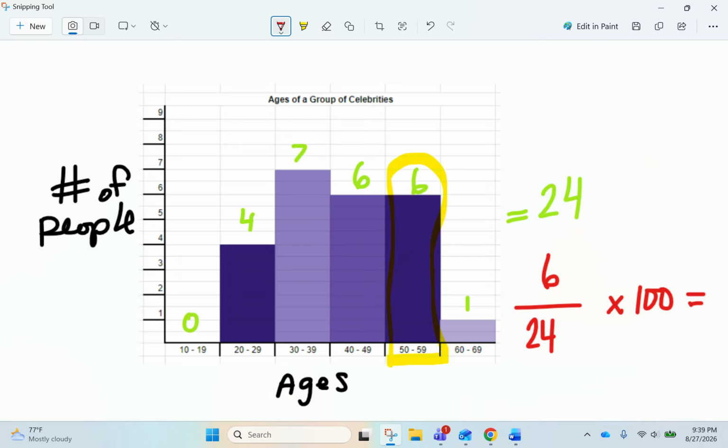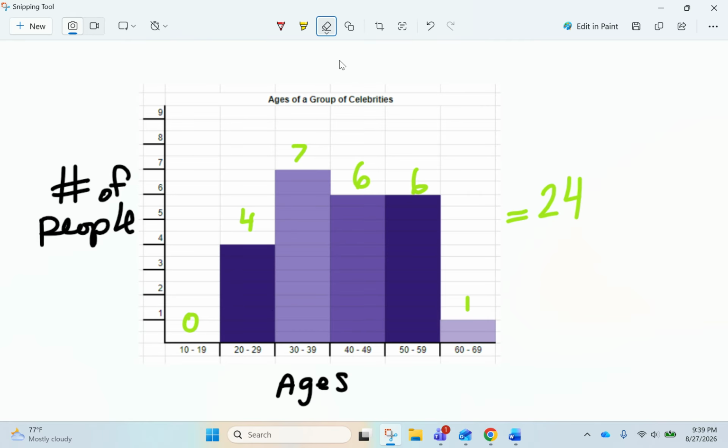Number 10. Can you tell exactly how old the celebrities are in this list? Let's look at the 20s, for example. I know that there are 4 people in their 20s, but do I know exactly how old? Are those 4 people 20? Are they 25? Maybe all 4 of them are 28. Maybe one of them is 21 and 3 of them are 27, right? There's no way to know exactly how old those 4 celebrities are. I don't know exact data points.